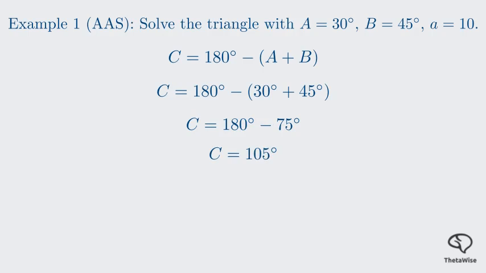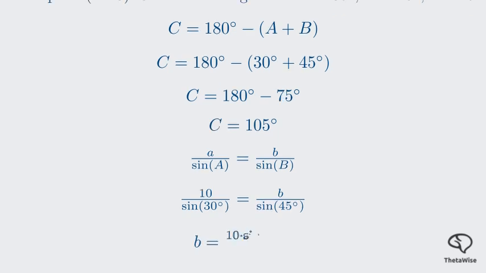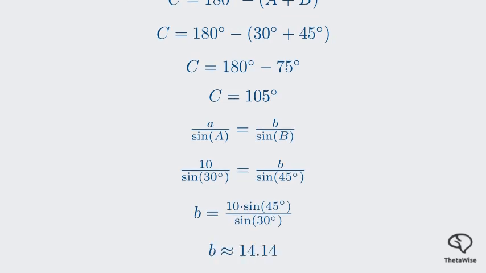Now, let's find side b using the law of sines. We'll set up a proportion using the known pair, a and A, and the pair we want to find, b and B. The equation is a over sine A equals b over sine B. Plugging in our values, we get 10 over sine of 30 degrees equals b over sine of 45 degrees. To solve for b, we can cross-multiply, or simply multiply both sides by sine of 45 degrees. This gives us b equals 10 times sine of 45 degrees, all divided by sine of 30 degrees. Using a calculator, we find that b is approximately 14.14 units.